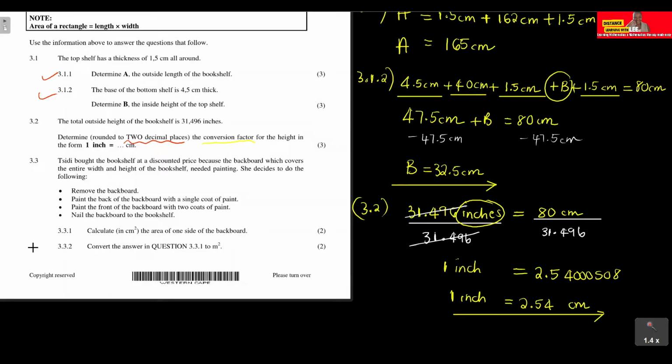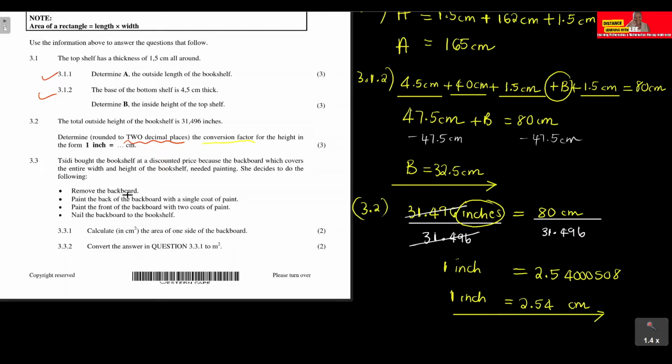Okay, then question 3.3. It says that TD bought the bookshelf at a discounted price because the backboard, which covers the entire width and height of the bookshelf, needed painting. She decides to do the following. So she buys this bookshelf at a discounted price. And the reason why the bookshelf was discounted was because this bookshelf still needs a bit of work. Okay, she still needs to paint the backboard. Okay, and we need to now basically read the following.